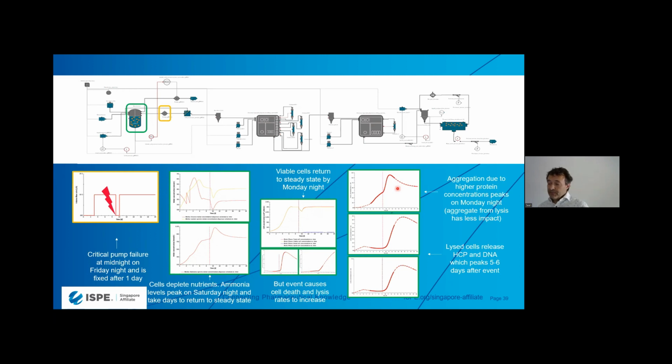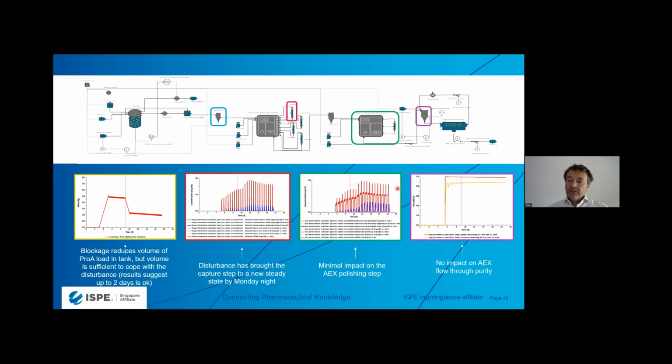This all results in some additional aggregation. But again, if we look at the downstream section, we do have some effects of the disturbances here in the chromatography columns. But again, this AEX column is able to reject most of those disturbances. So this is a very interesting case study.